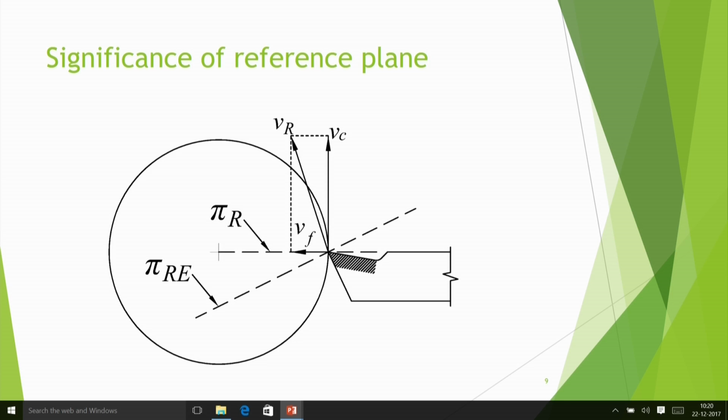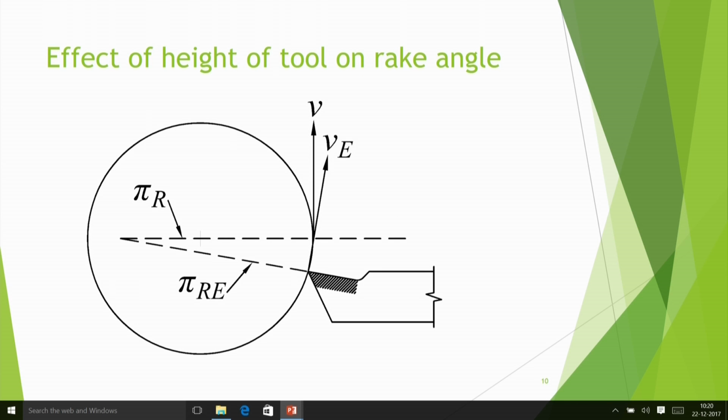So this is the significance of the reference plane. And there is one question often asked: what is the effect of the height of the tool on rake angle? Suppose you are machining in a lathe machine. Usually you mount your tool at the center of the workpiece, and it does machining and produces a cylindrical surface.